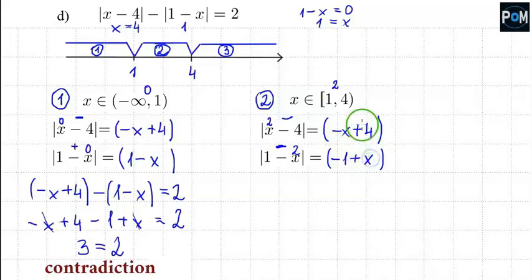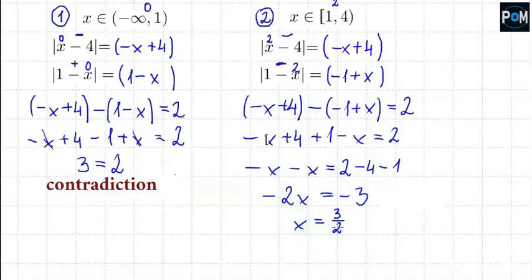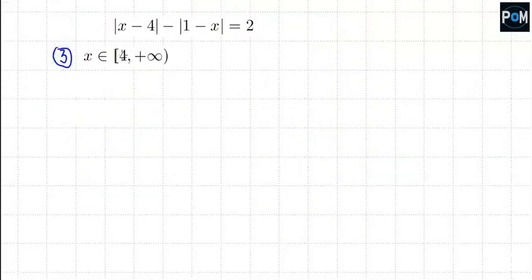We then substitute this expression in place of our absolute values. The first absolute value is this. Subtract the second absolute value, and this whole thing equals 2. We remove the parentheses, keep x, and move the numbers. This gives us 3 halves, and we must check if it falls within our interval. However, 3 halves, or 1.5, fits into this interval, so it's fine. That's a good result. We still have a third interval, the closed interval from 4 to positive infinity.